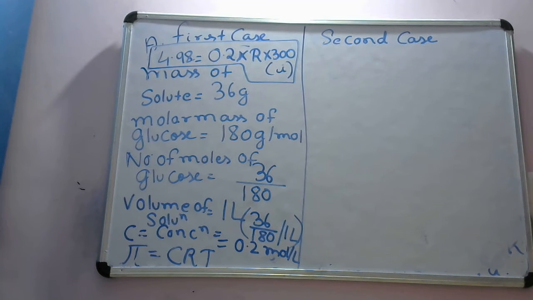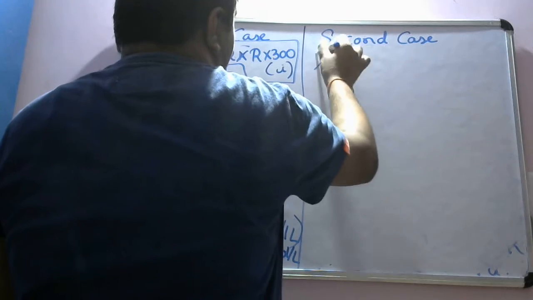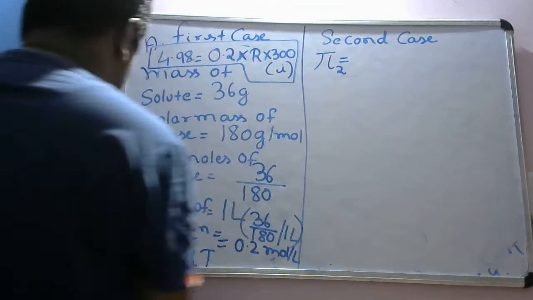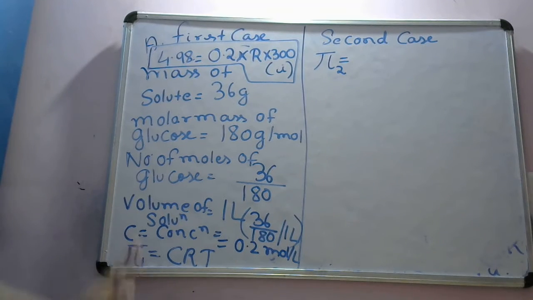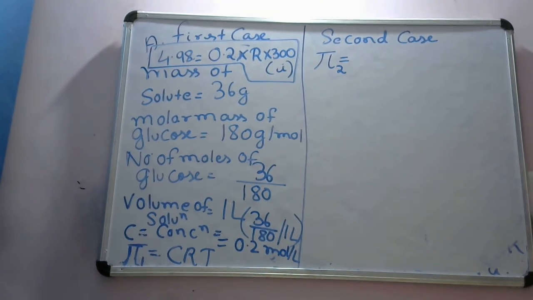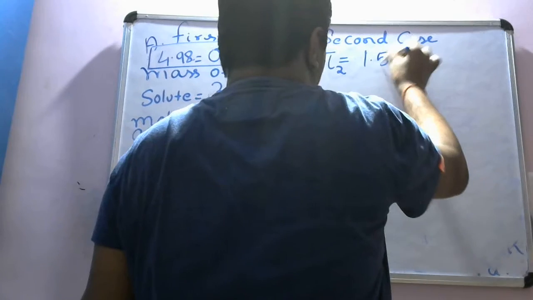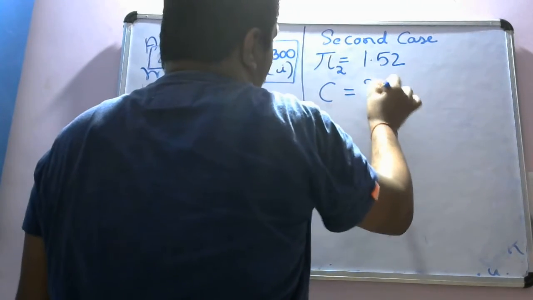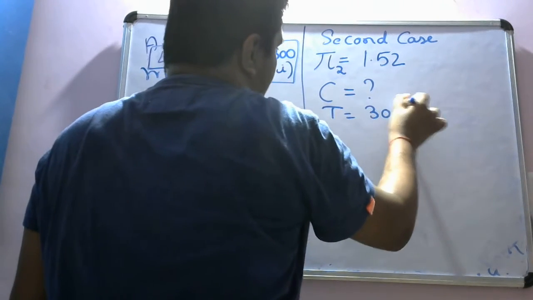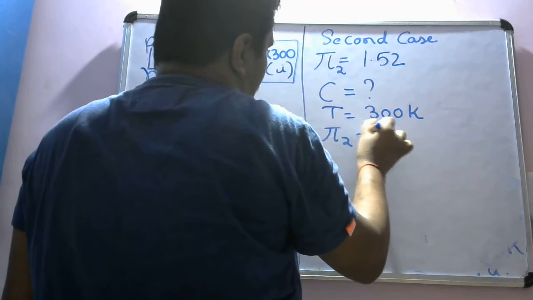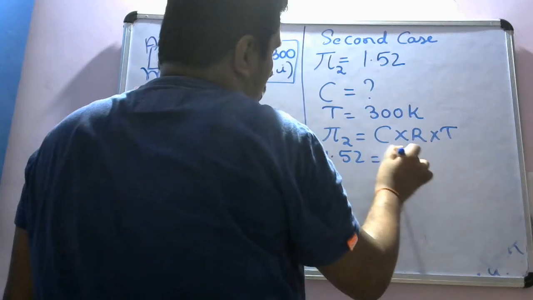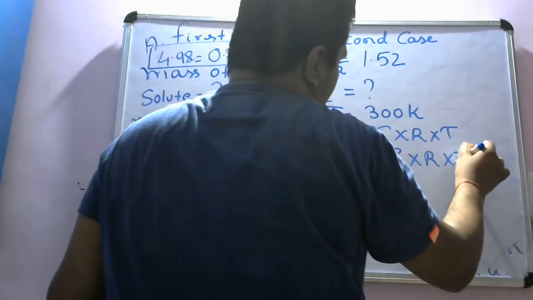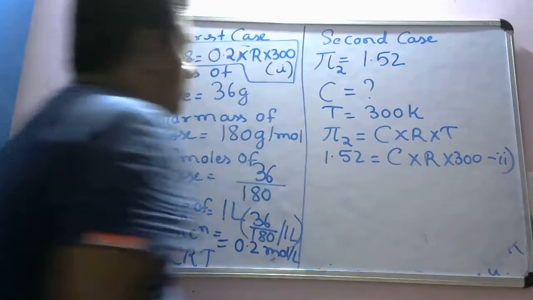Next is the second case. When we come to the second case, we have pi given to us, let us say pi 2. Suppose this one is pi 1, osmotic pressure 4.98 bar, pi 1 is 4.98 bar, and pi 2 is given as 1.52 bar. Concentration is not known, temperature is known to be 300 Kelvin. So if we apply the equation pi 2 equal to C into R into T, we have 1.52 equal to C into R into 300. Let us say this is equation number 2.